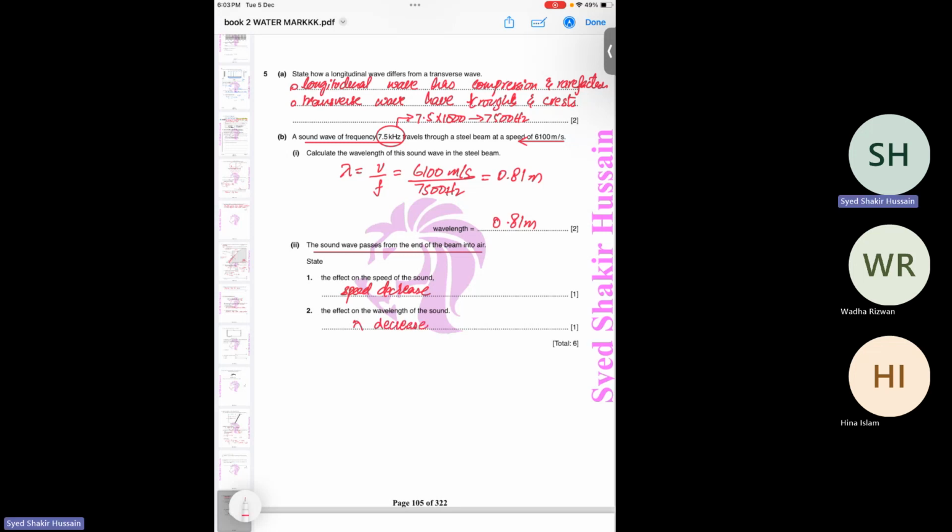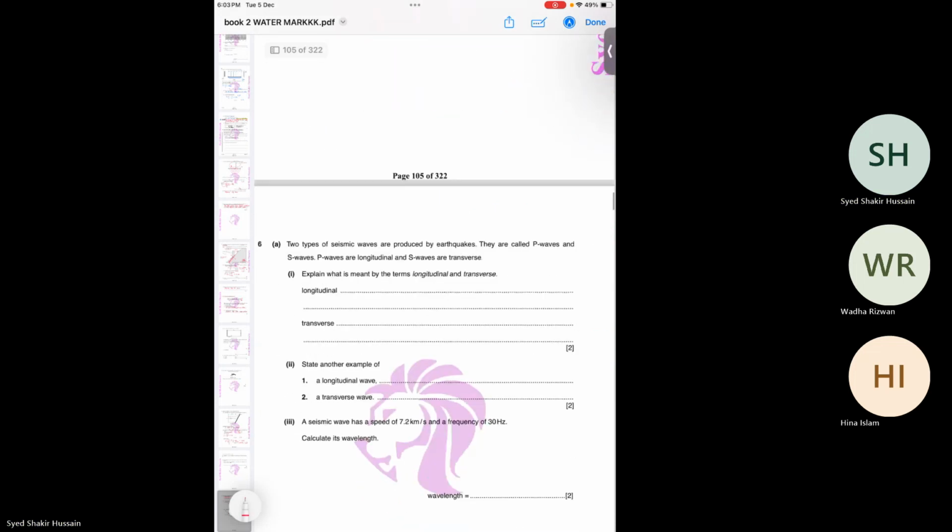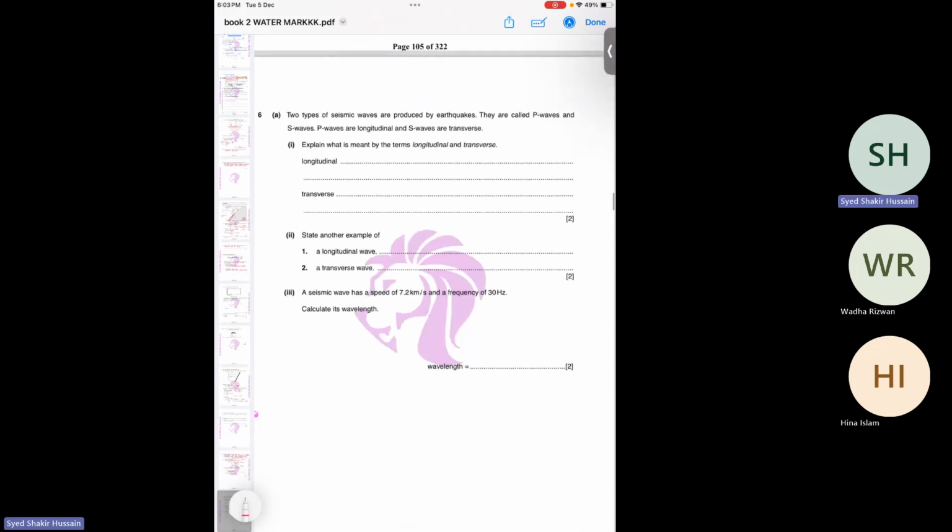Okay. Any problem? Any confusion? All right. And then there's another question. Two types of seismic waves are produced by earthquake. They are called P wave and S wave. P waves are longitudinal waves. S waves are transverse waves. What is meant by the term longitudinal and transverse?